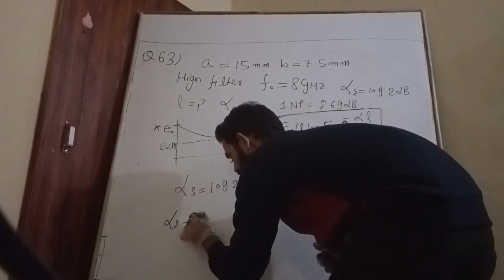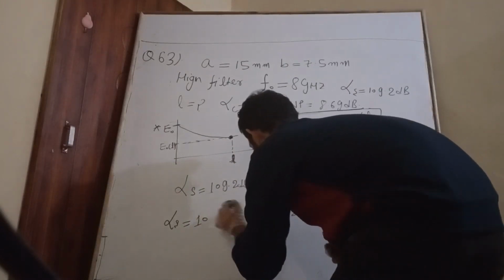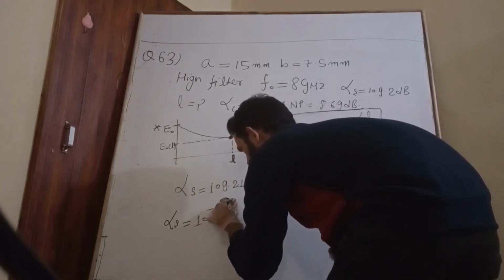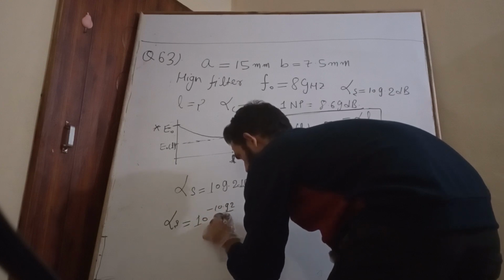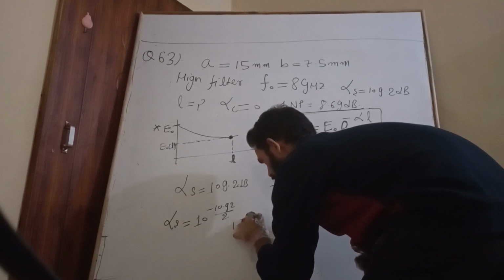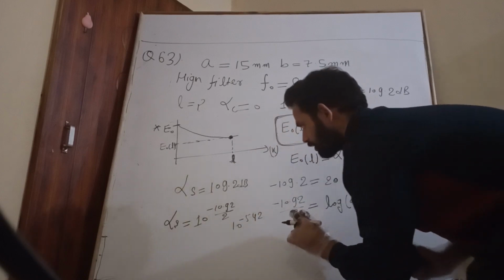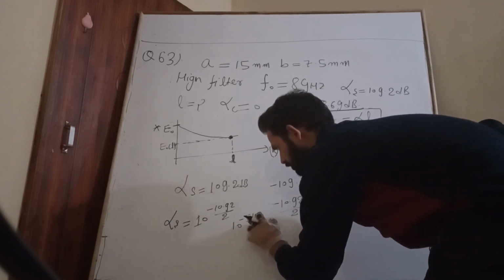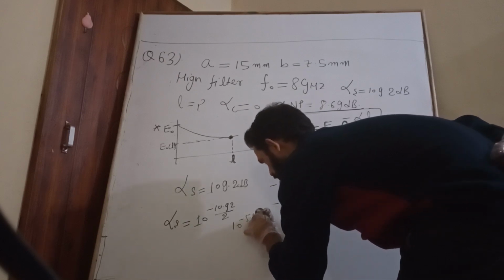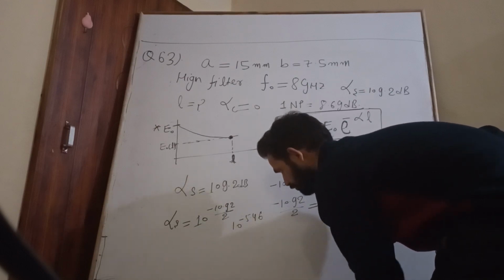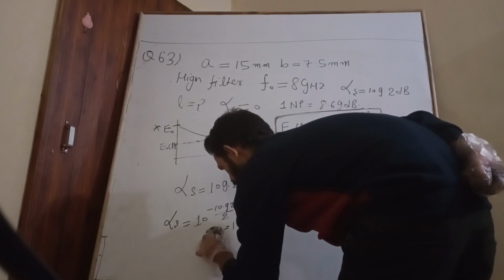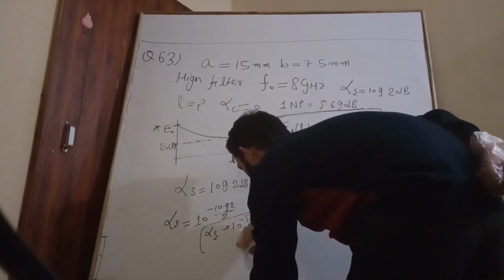Okay, so log base 10. So 10 to the power how much? This is negative, so negative 10.92 divided by 2, which is nothing but 10 to the power minus 5.46. Yes, if we divide this, we get 5.46. So this is my value of alpha s. Alpha s value is this.